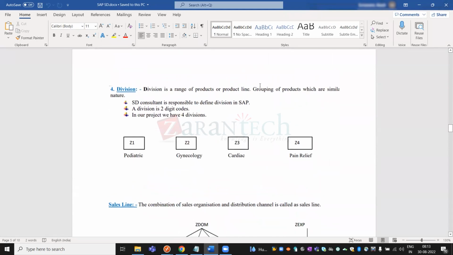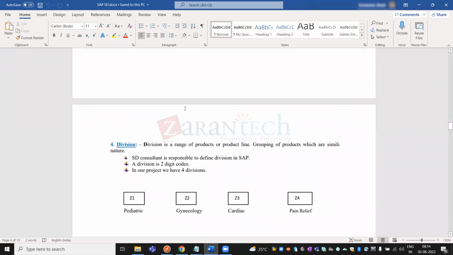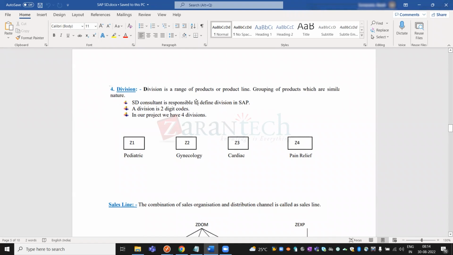Then division is also the same. What exactly is division? Suppose you want to buy a mobile. There are different categories of mobiles available in the market, such as Samsung, Nokia, and likewise different companies. These different kinds of mobiles are known as divisions, and you can buy a particular product according to your requirement. Division is also a 2-digit code. Distribution channel and division both have 2-digit codes.